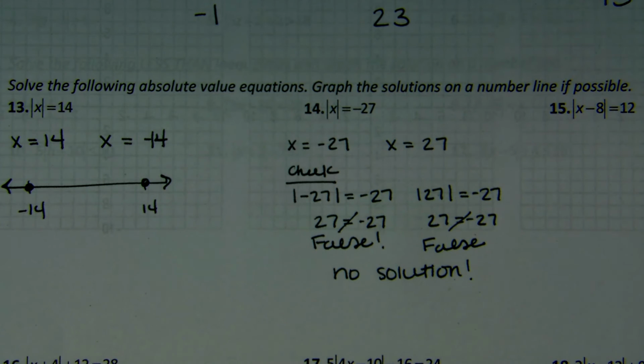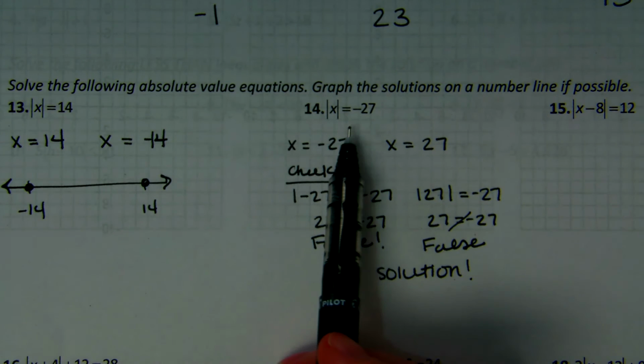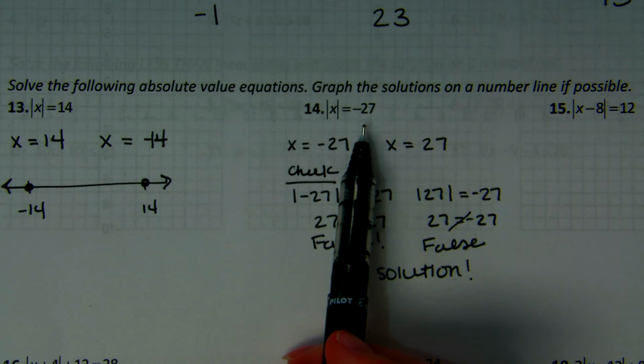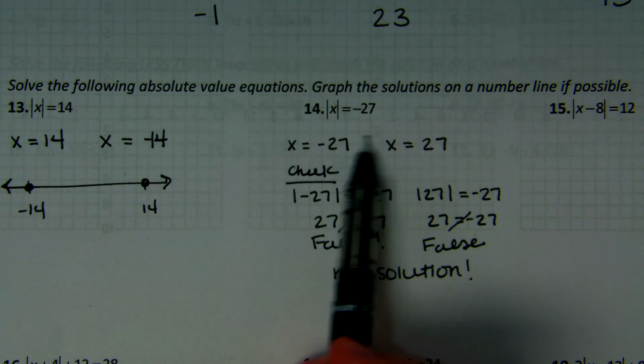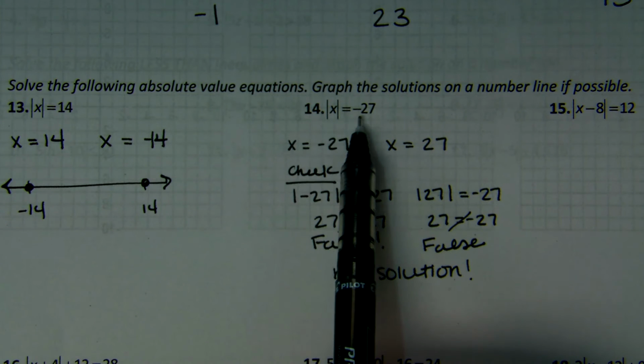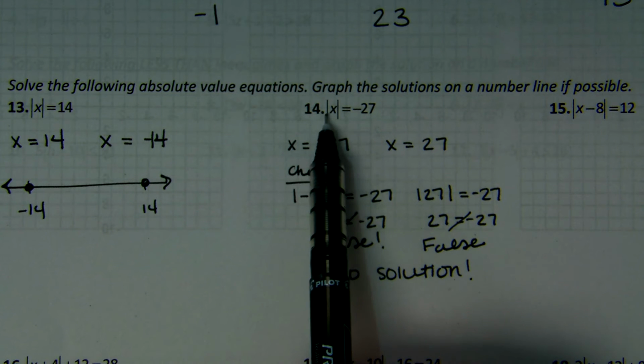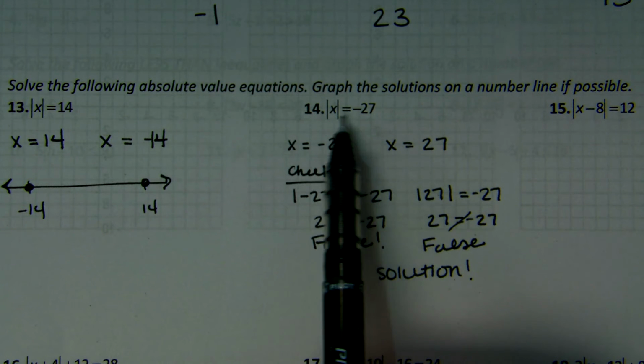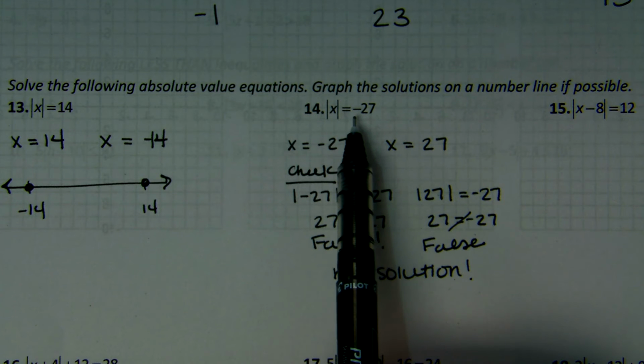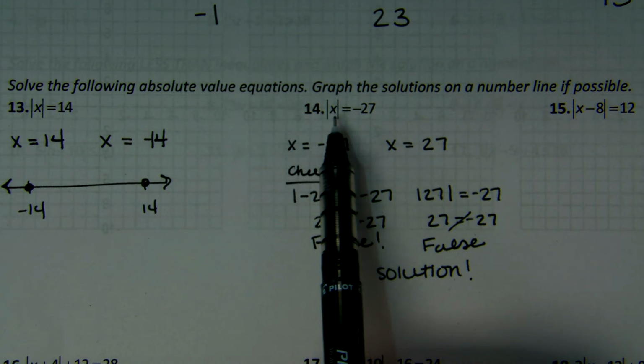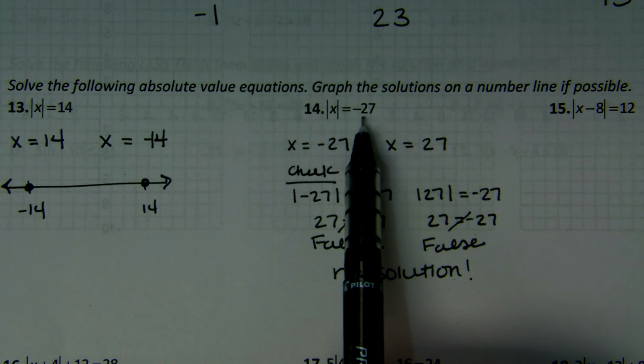That means you don't have to graph it. If you could tell at the beginning that there was no solution, that's fine, and you can tell me no solution, but you have to explain why. The reason why, guys, is because the absolute value of something will never be negative. So absolute value of x can't equal negative 27 because absolute values have to be positive. That 27 isn't positive, it's negative.